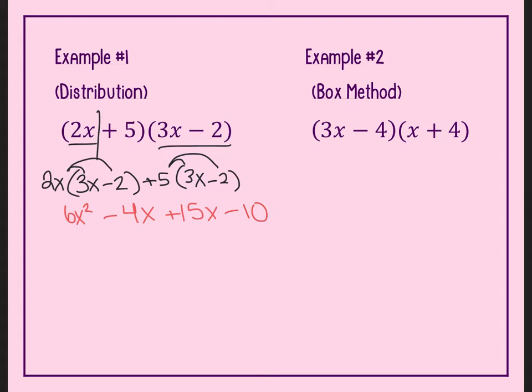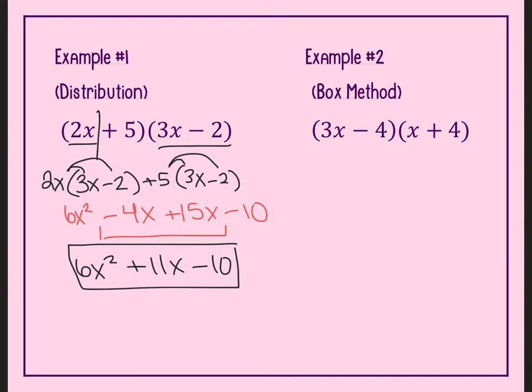And now we're going to combine like terms, and we're going to write this in standard form. So first we're going to bring down our 6x squared. Now the two middle terms can be combined, so negative 4 plus 15 is going to be plus 11x. And then we're going to bring down the minus 10, and this will be our final answer. So that is an example of the distribution method.